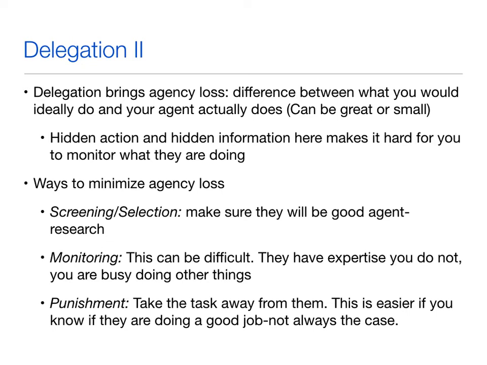And as the first chapter laid out, and as I laid out in the first module's lecture, there are 3 ways you can minimize this. You can screen your agents very selectively. You can make sure that they're going to be good agents. That's basically what we do in elections via campaigns. These folks campaign and compete with each other and expose each other's flaws for the benefit of winning a majority of their constituents' votes. Monitoring is difficult, right?